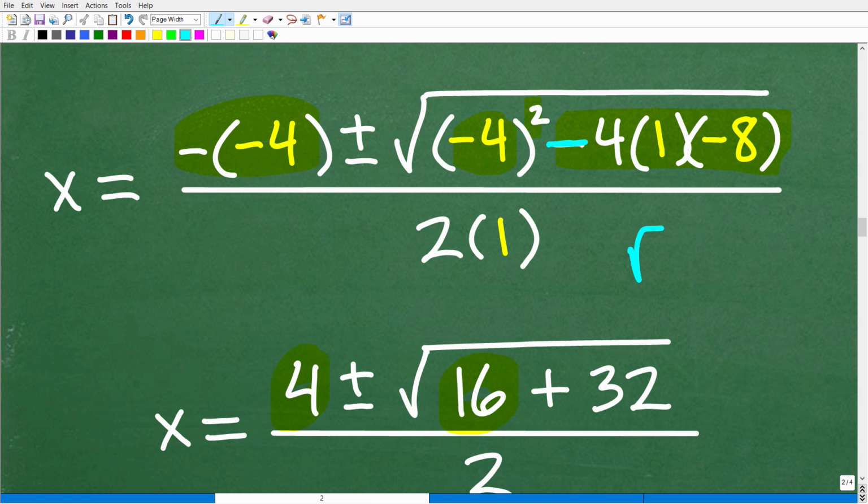But here is another pop quiz question. What happens if all this is equal to 0? What type of roots do we have? Well, if you know the answer, put that into the comment section. You're going to have double roots.